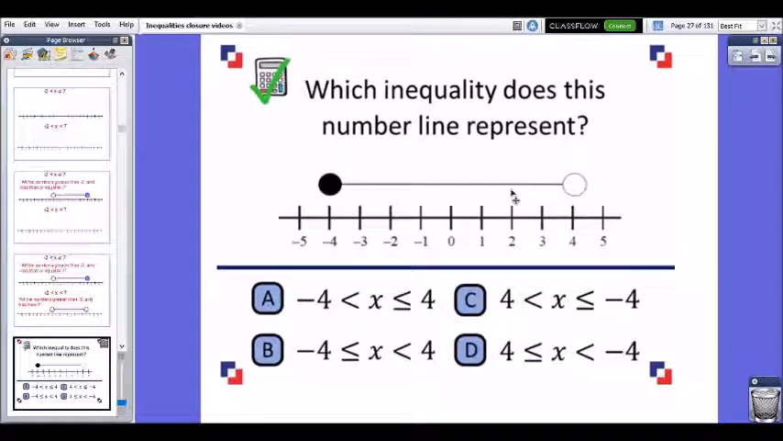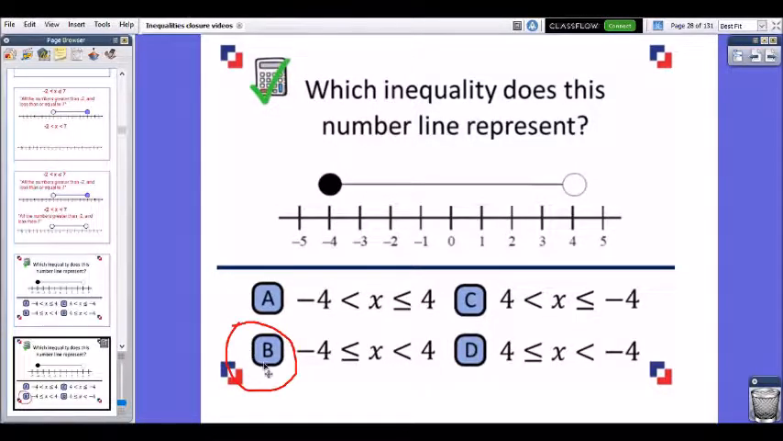So x has to be less than 4, but x also has to be greater than -4, or it can be equal to -4 because that circle is coloured in. So it must have that little line. Okay, so looking at my options, it has to be B, because x is greater than or equal to -4, but it's less than 4.